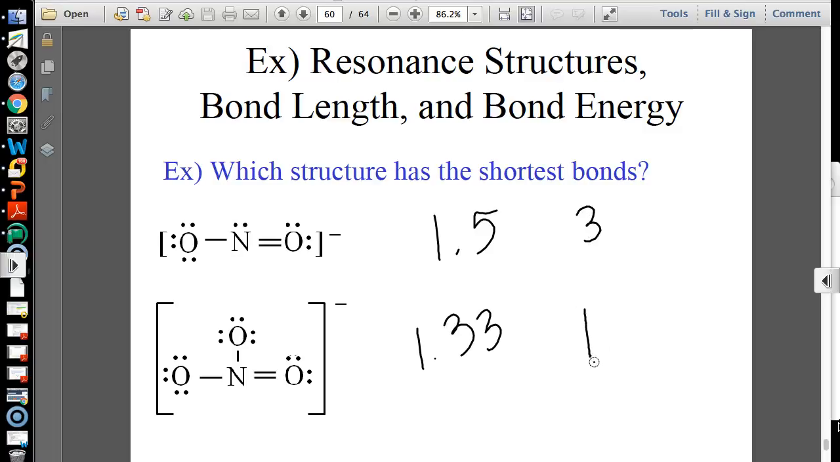If I had told you that the bond order for this one was 1 and the bond order for this one was 3, would you have had any trouble telling me which one was a shorter bond? It would have been the first one, wouldn't it? This one has a higher bond order than that one. So as the bond order increases, the length decreases.